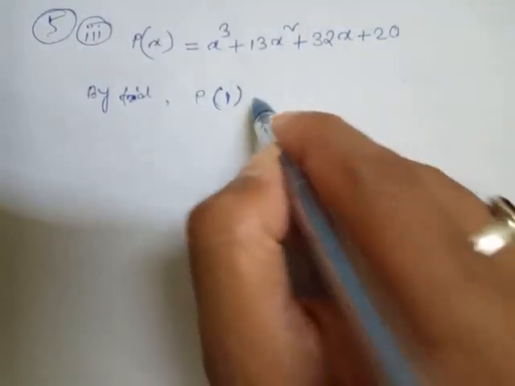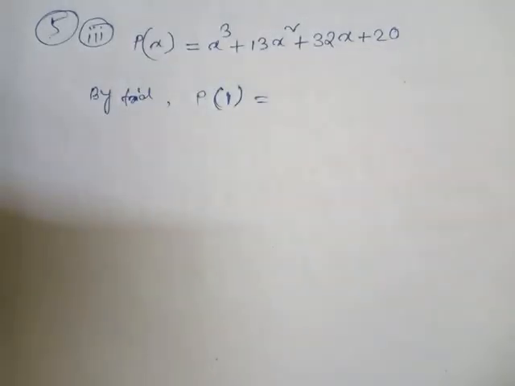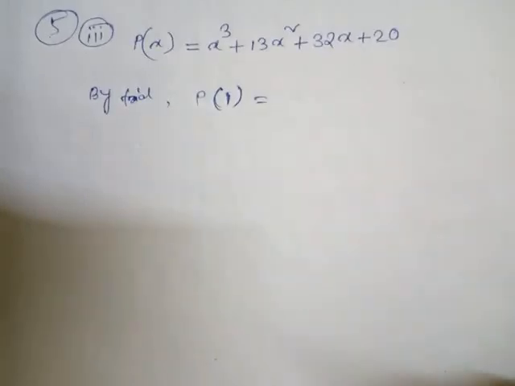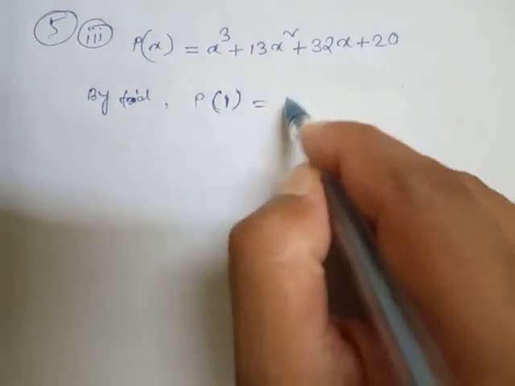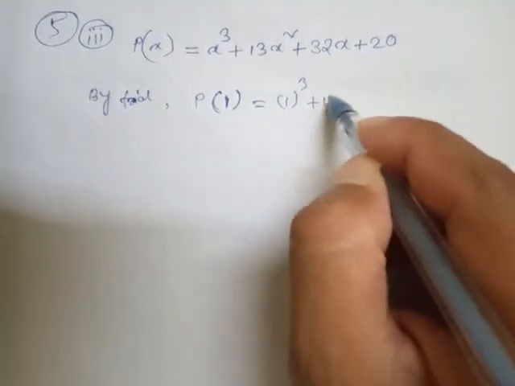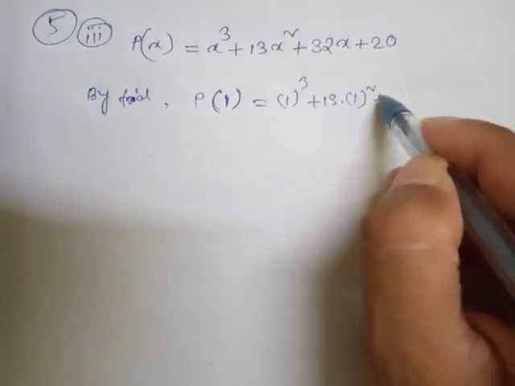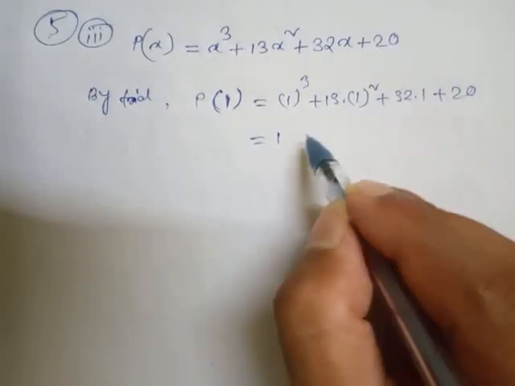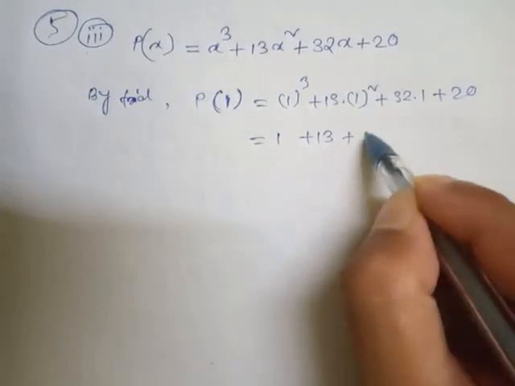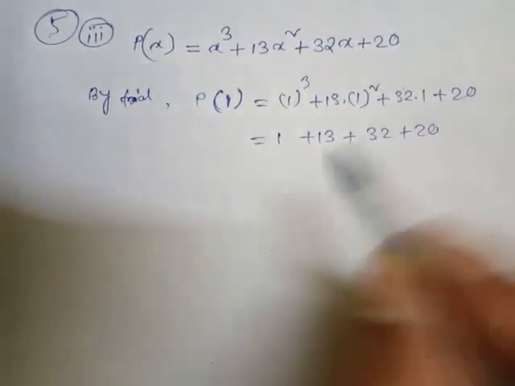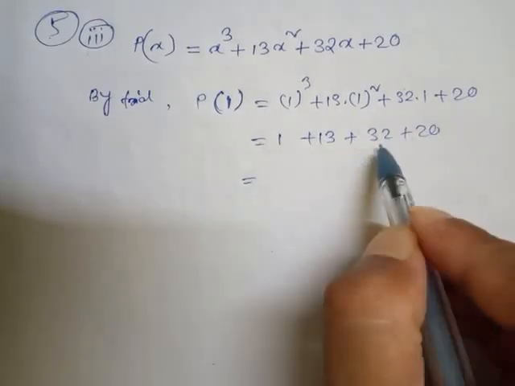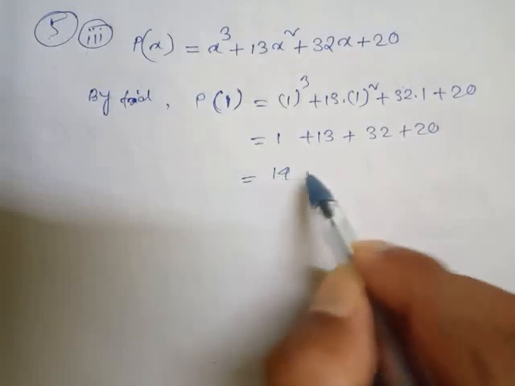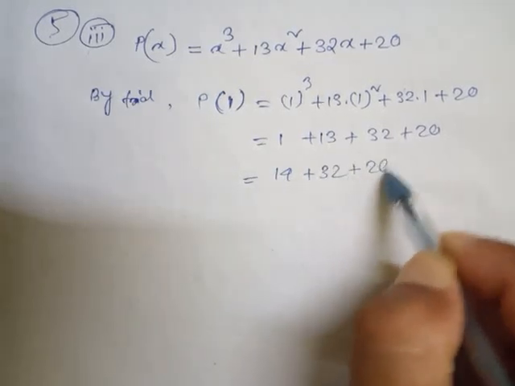Now let me check whether we will get the value 0 or not. It is clear that all these values are positive, so we will not get 0. Then we have to put 1: 1 cube, then 13 into 1 square, then 32 into 1 plus 20. 1 cube is 1, then 13, then 32, then 20. Now 13 plus 1 is 14.